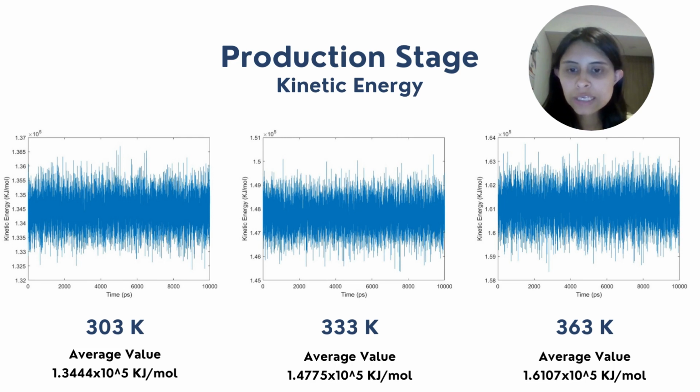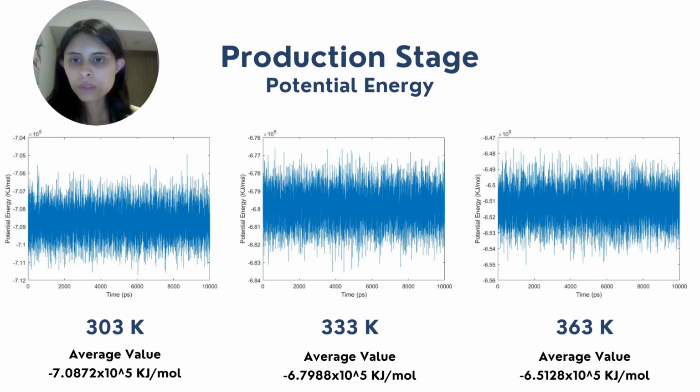In regards to the kinetic energy, the graph also shows a fluctuating behavior. It is possible to see that when the temperature is increased, the value of kinetic energy also increases. This is because the molecules are receiving thermal energy and as a result their movement becomes faster. This way the kinetic energy increases. It is possible to observe this pattern through the three graphs because the highest temperature has the highest kinetic energy average.